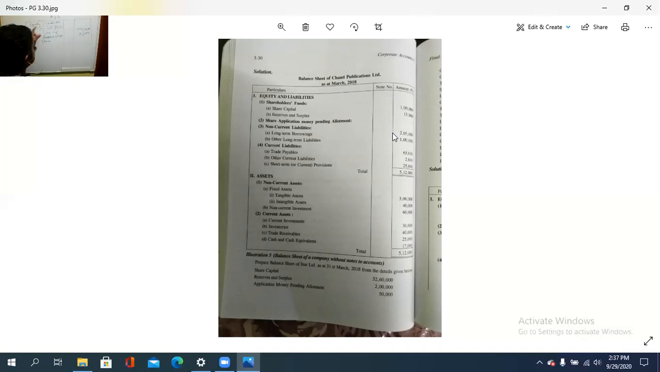So there is a form, equity and liabilities. Under that, shareholders funds. Under that, the first item is share capital and reserves and surplus. Then the second point is share application money pending allotment. No item. Okay. Then third is non-current liability. Non-current liability, what all is there? Long-term borrowings and other long-term liability.